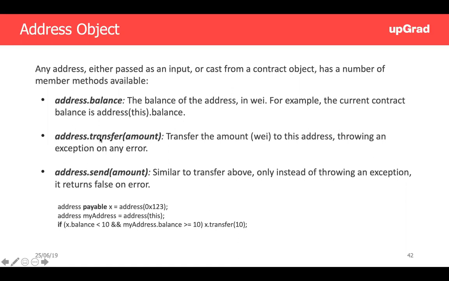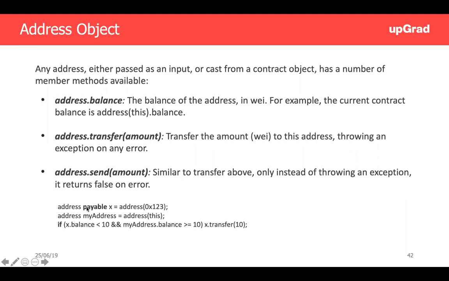Address.send is very similar to transfer. The only difference is how they return. If there is an error, address.transfer will revert with an error, which will break the transaction. If there is an error in address.send, it will return false. This gives you an opportunity to catch the error and then do something about it.